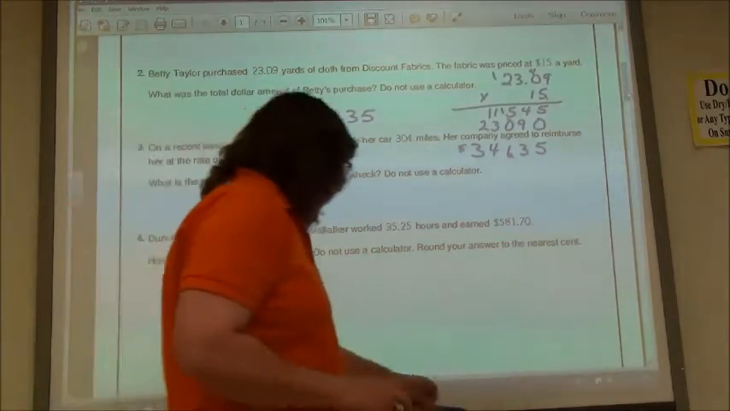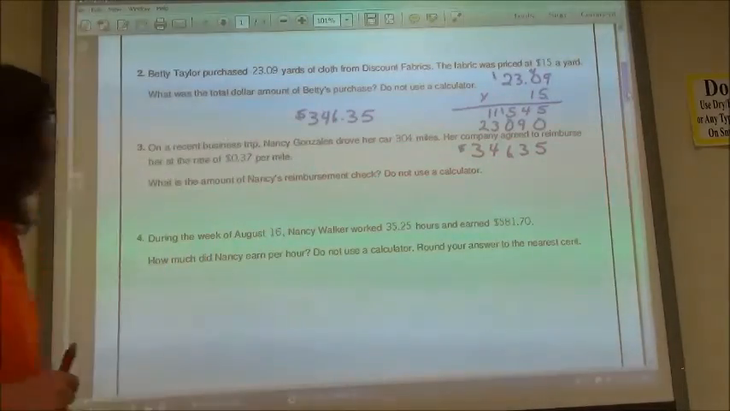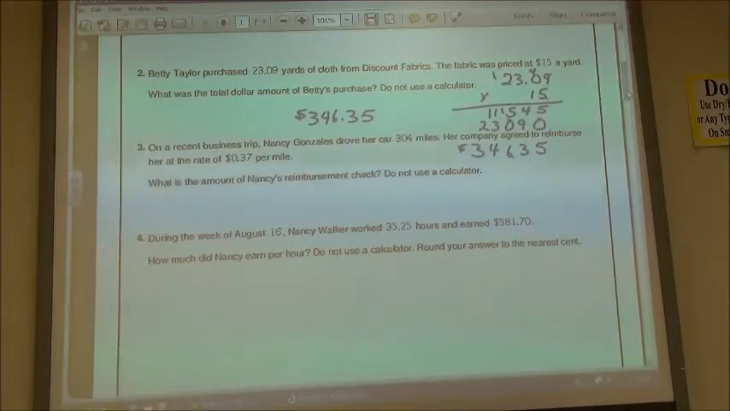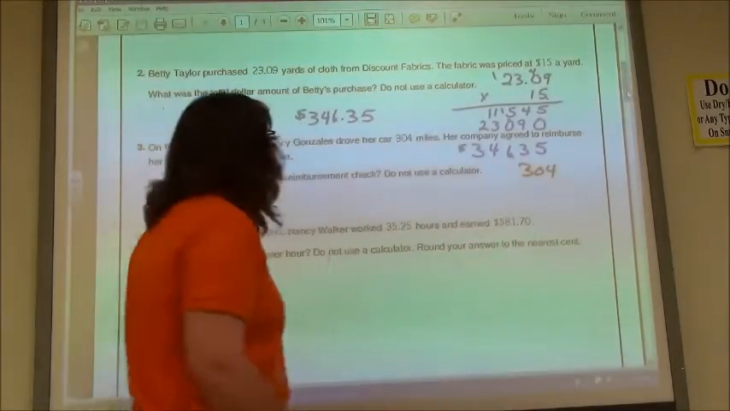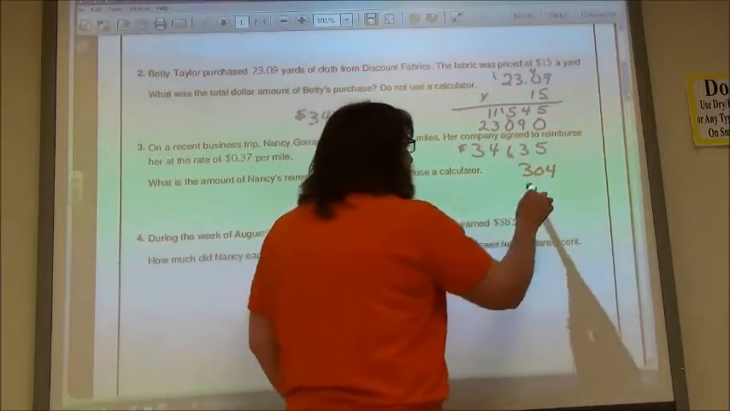The next one there says, on a recent trip, Nancy Gonzalez drove her car 304 miles. The company agreed to reimburse her at the rate of 37 cents per mile. What is the amount of a reimbursement check? So we're going to take that 304 miles. We're going to multiply it by the 37 cents.